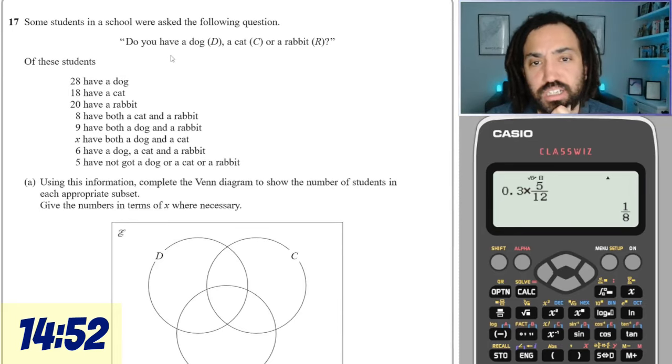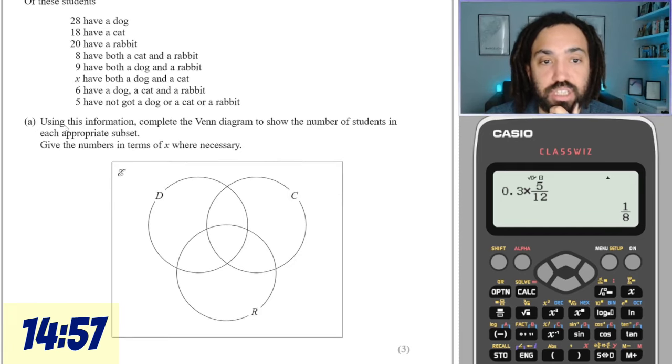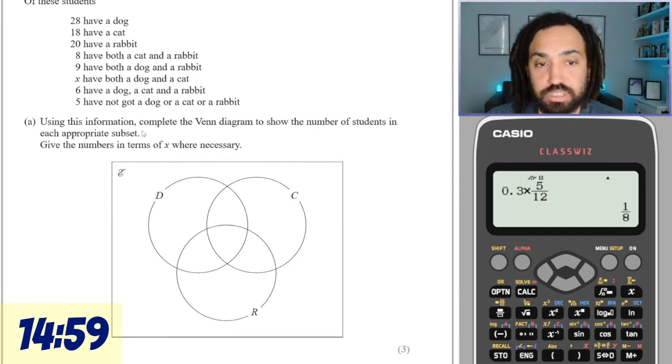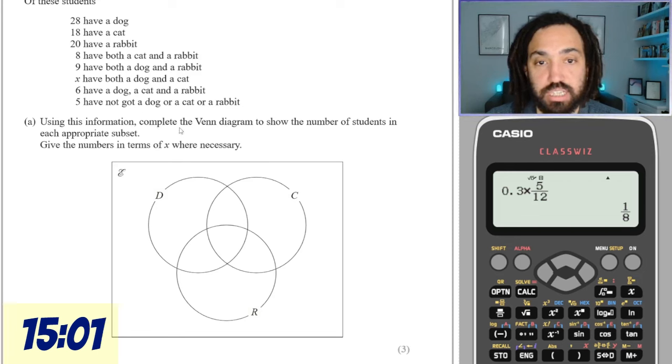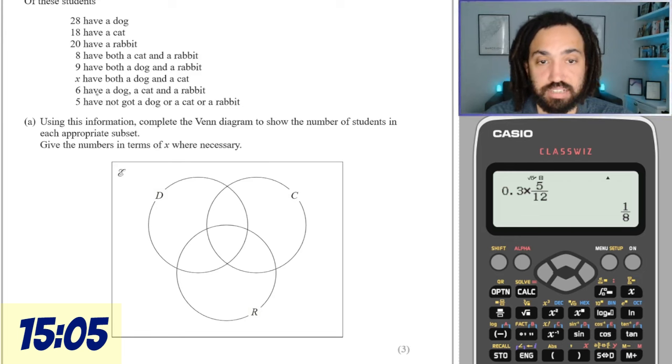Oh no. Do you have a dog, a cat, or a rabbit? Oh gosh. Use this information to complete the Venn diagram to show in each appropriate subset. Okay. Where's the middle one? That's where we should start. 6 have a dog, a cat, and a rabbit, so that goes there.